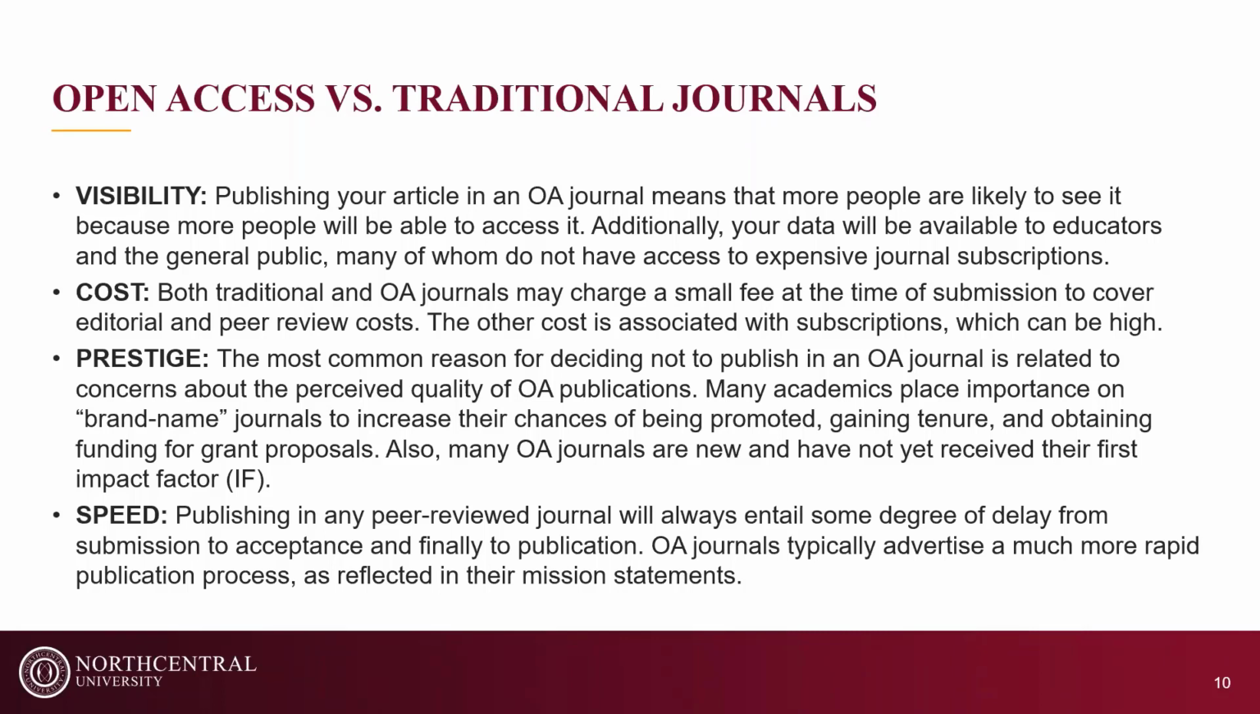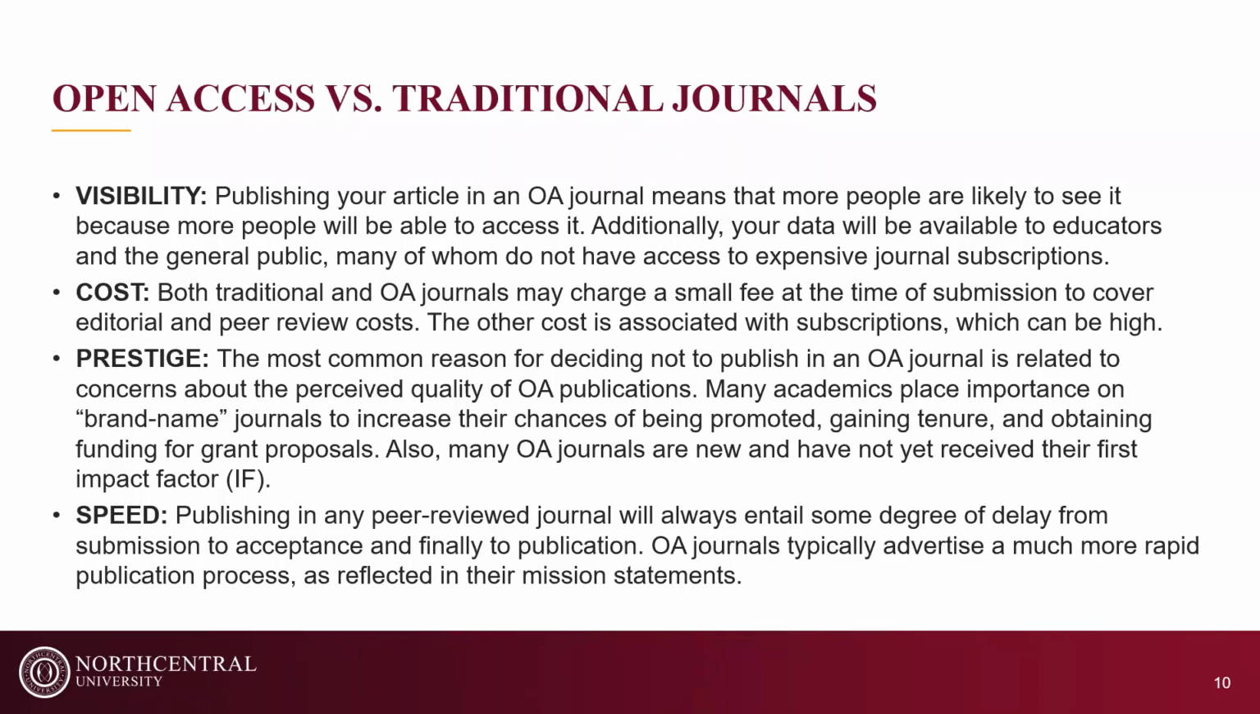The most common reason for deciding not to publish in an open access journal is related to concerns about the perceived quality of that publication. And many academics will place importance on brand name journals to increase their chances of being promoted, gaining tenure, and obtaining funding for grant proposals. Also, many new open access journals have not yet received their first impact factor, which is an important factor to consider. So you need to consider whether and to what extent prestige is important to you in the publishing process. And the fourth consideration is speed.